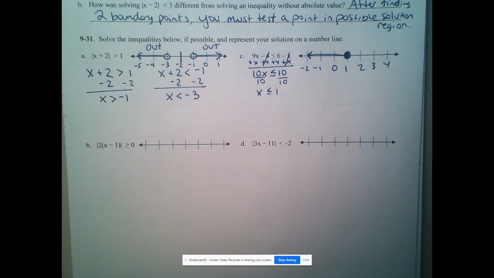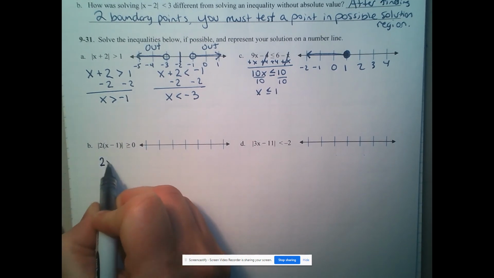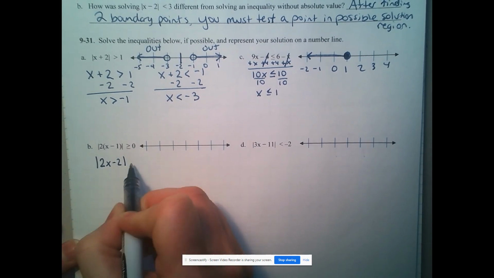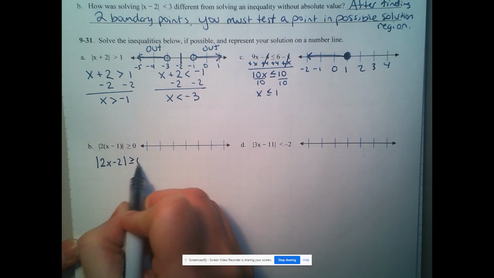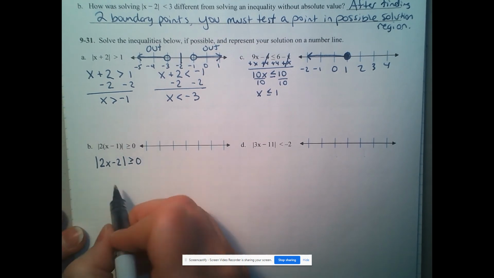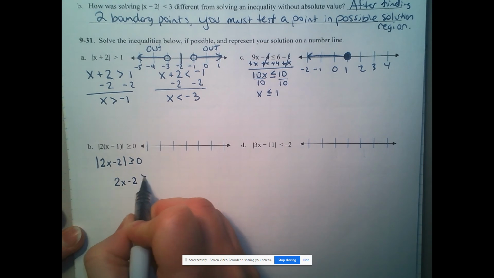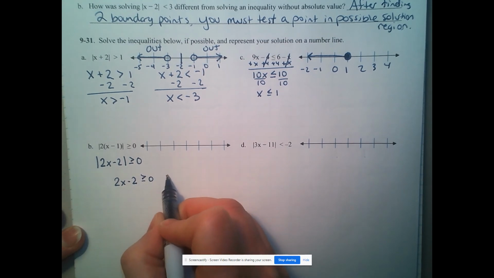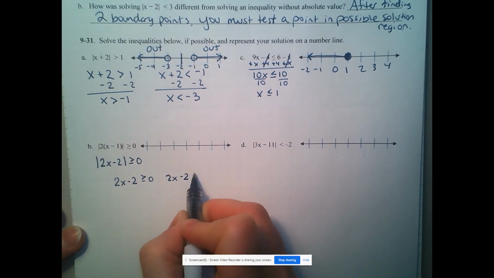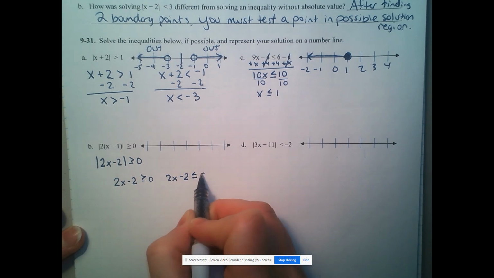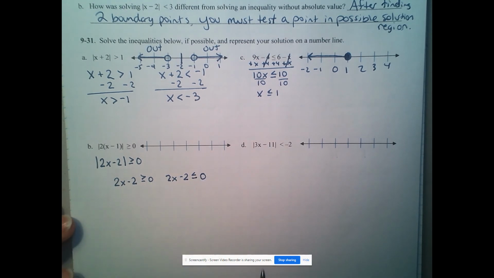You cannot start splitting things up until you have things sort of in the simplest form possible. So I would want to do 2x minus 2, which is in the absolute value, greater than or equal to 0. And now I would split it up. 2x minus 2 greater than or equal to 0. And I also want 2x minus 2 to be less than or equal to 0 because there's no such thing as negative 0. Some of you might see where this is going.